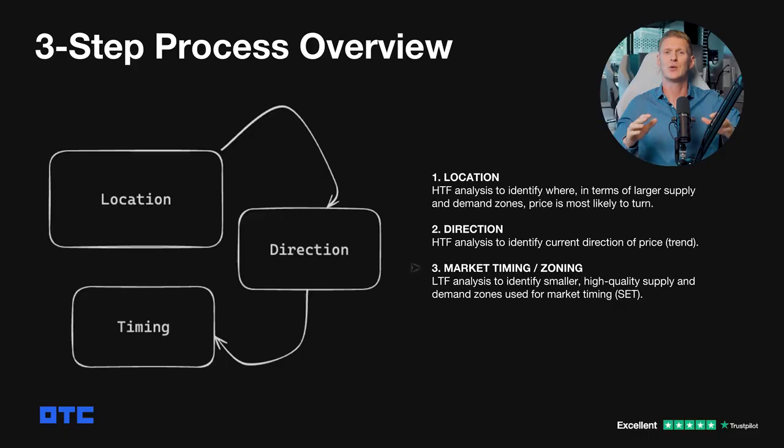Only when the location and direction align, say a low price zone in an uptrend, do we proceed to the final step. That final step, step 3, zoning, takes place on a lower time frame, LTF. This is where you set your specific trade parameters, your entry, stop, and target. If the location suggests prices are cheap, the direction indicates an uptrend, and you spot a high-quality demand zone, you'd look to buy using your set stop, entry, target parameters.